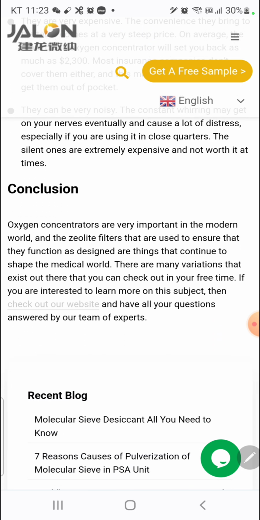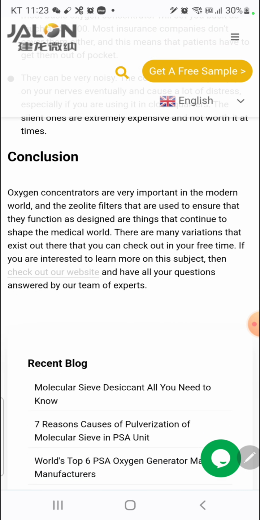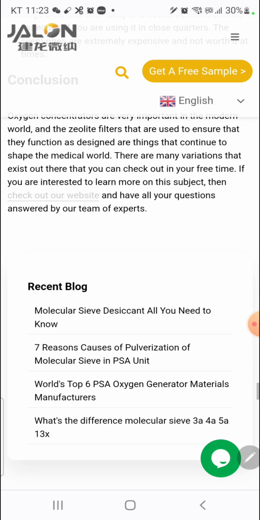Conclusion: oxygen concentrators are very important in the modern world, and the zeolite filters that are used to ensure that they function as designed are things that continue to shape the medical world. There are many variations that exist out there that you can check out in your free time. If you are interested to learn more on this subject, then check out our website and have all your questions answered by our team of experts.